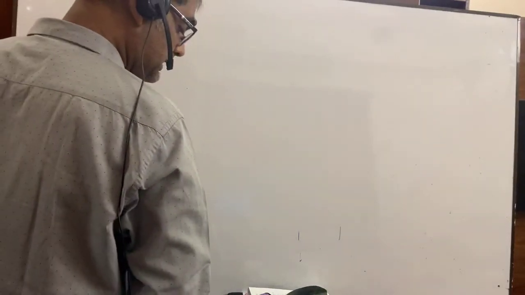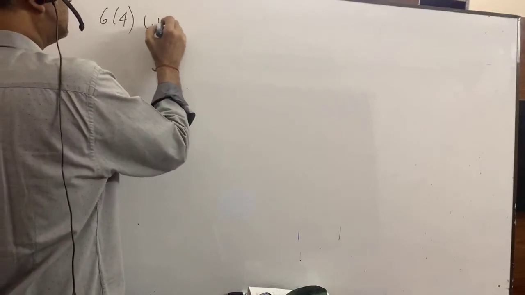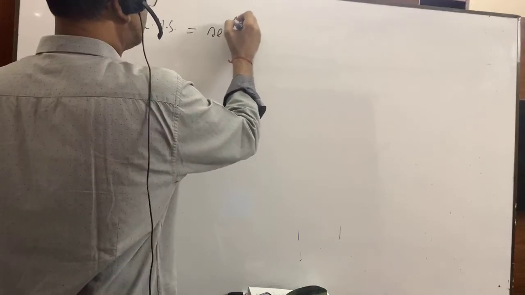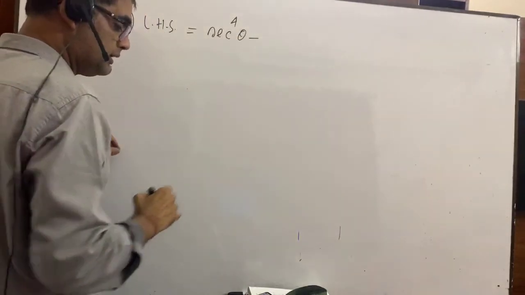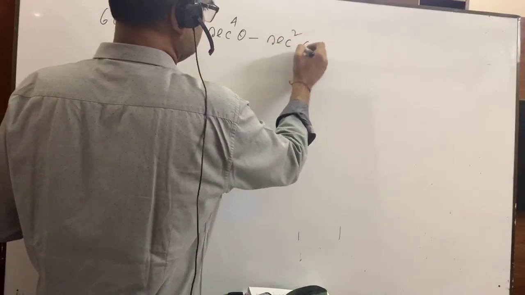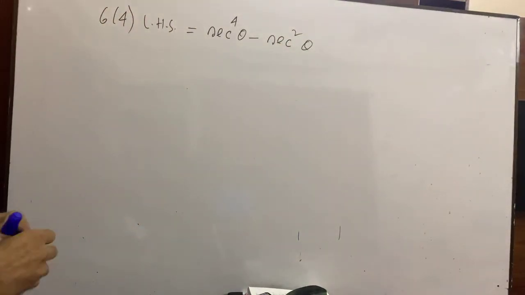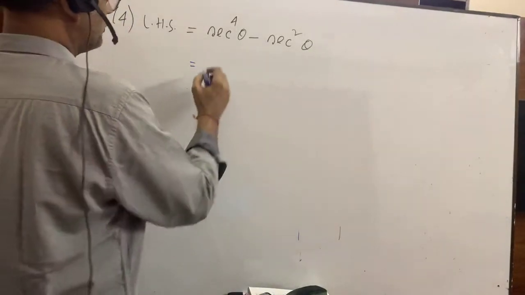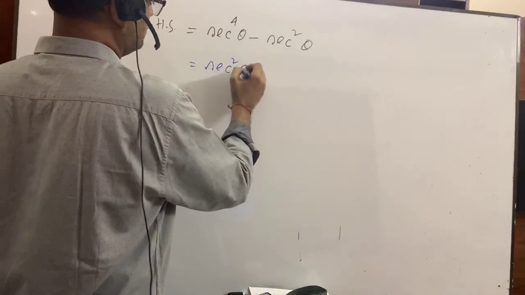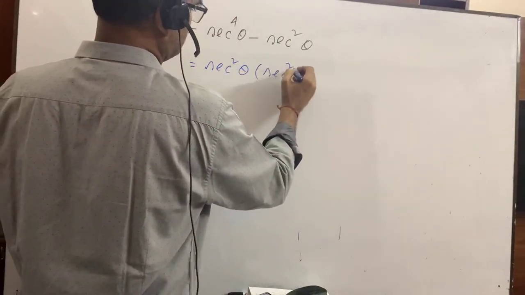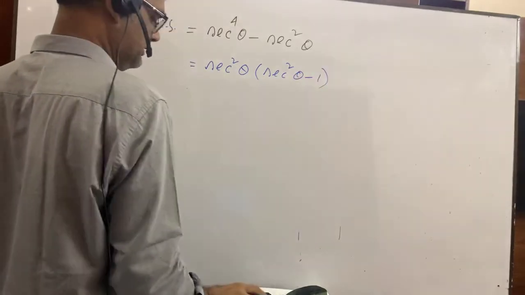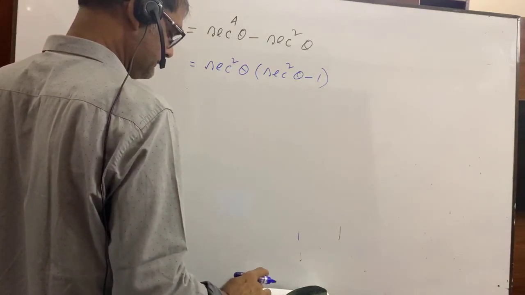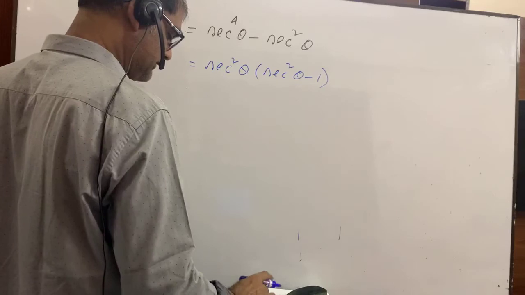6.4, left hand side. You see, left hand side is equal to sec 4 theta minus sec square theta. This is also easy but a little bit different from mathematics. What should be done here? Okay, very good. Well, I can take sec square theta common. Good. Then it is sec square theta minus 1. You see, sec square theta minus 1. Okay, it is sec square theta minus 1.